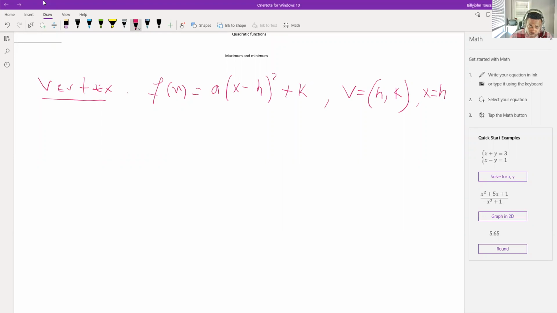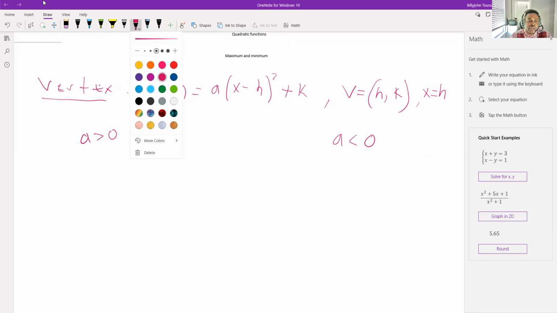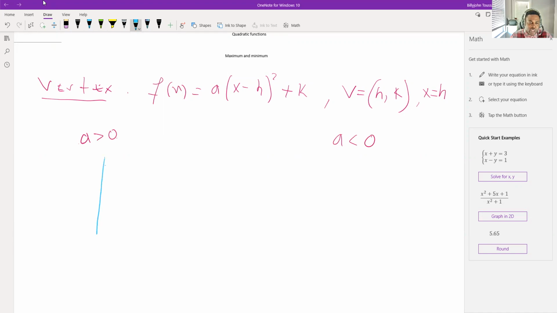So let's graph 2 functions here. The first function we're going to graph is when your a is greater than 0, and then we're going to graph when our a is less than 0, right? So let's graph the first function, where a is greater than 0.